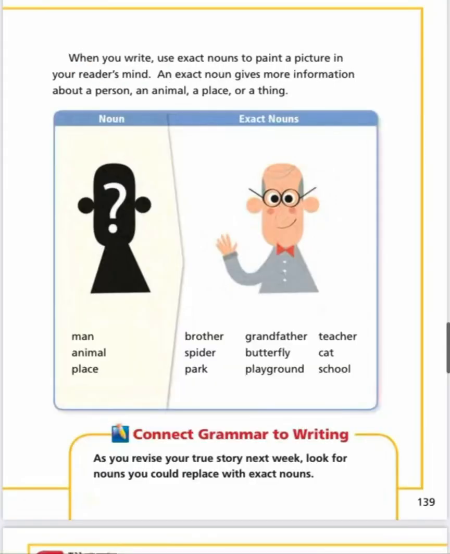When you write, use exact nouns to paint a picture in your reader's mind. An exact noun gives more information about a person, an animal, a place, or a thing. Noun, exact nouns. Person: man, brother, grandfather, teacher. Animal: spider, butterfly, cat. Place: park, playground, school. Connect grammar to writing. As you revise your true story next week, look for nouns you could replace with exact nouns.